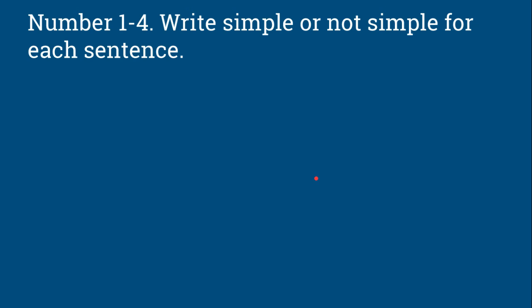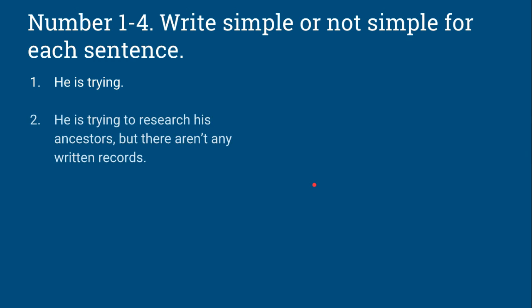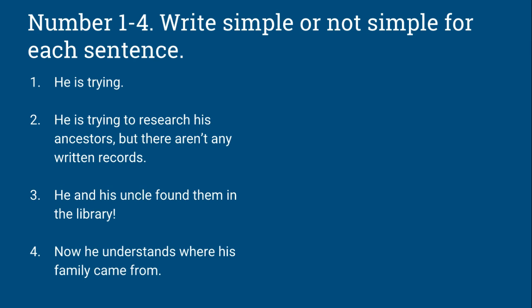What I want you to do right now, number 1 through 4, and then write either simple or not simple for each sentence. Pause if you need more time. Number 1, he is trying. Number 2, he is trying to research his ancestors, but there aren't any written records. Number 3, he and his uncle found them in the library. And number 4, now he understands where his family came from.